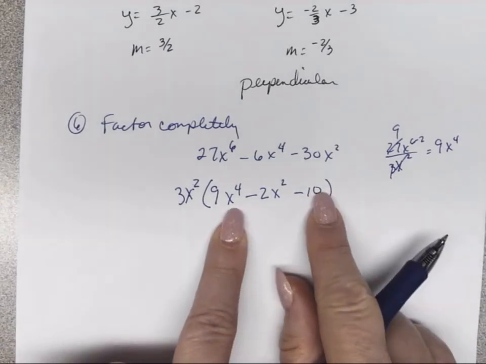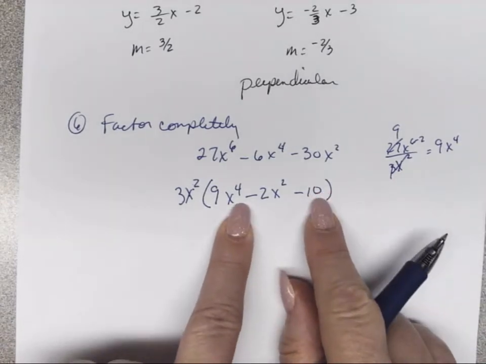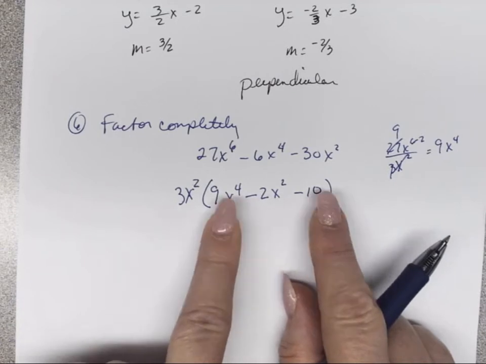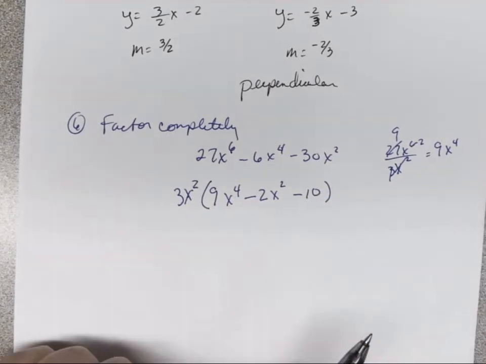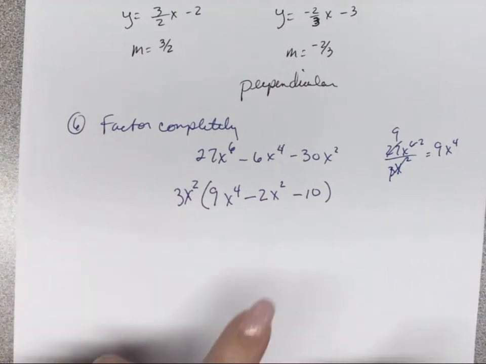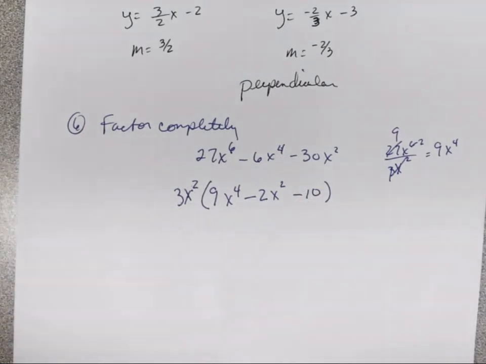Now again, this is not an AC method, so we're just looking at, because it's to the 4th, we're not going to try and factor that. You're just pulling out the GCF on that one.